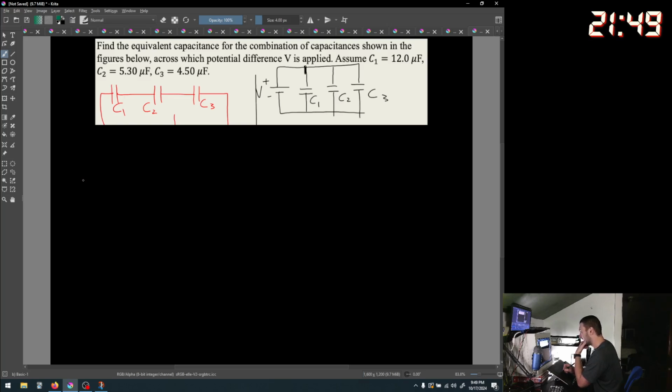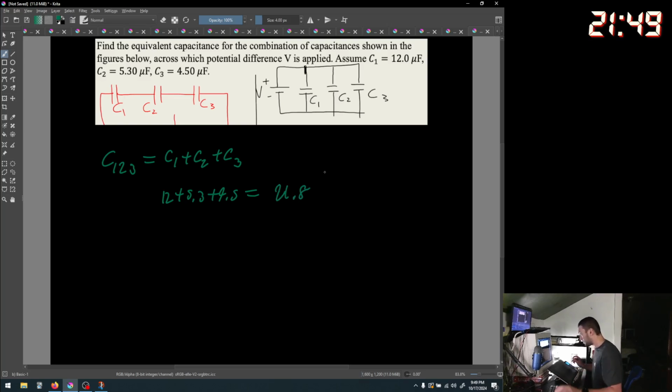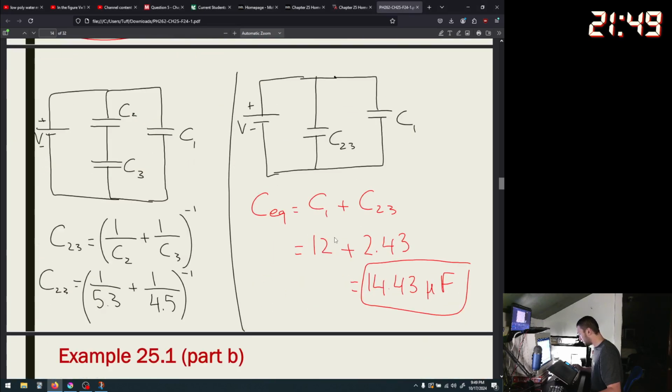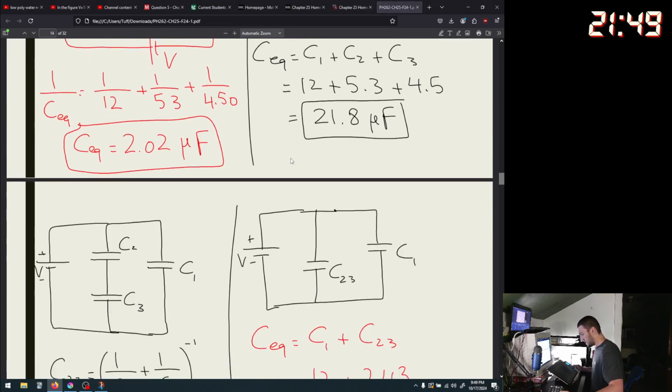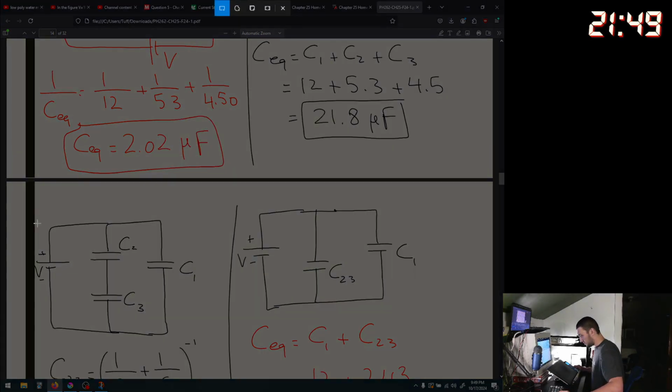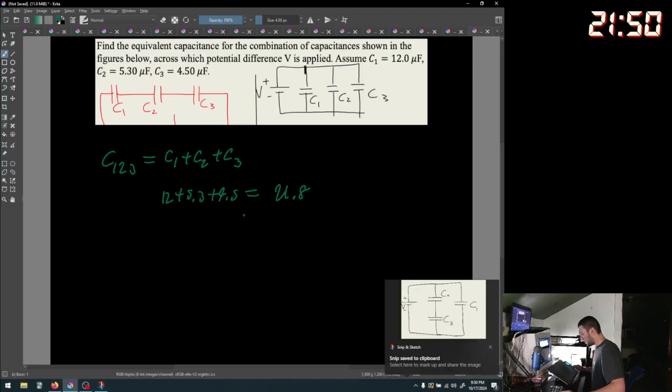Find the equivalent capacitance. C1,2,3 equals C1 plus C2 plus C3, which is going to equal 12 plus 5.3 plus 4.5, which is 21.8.